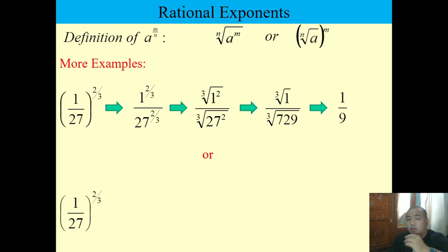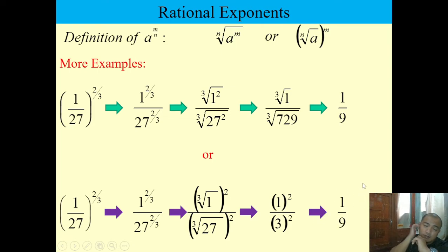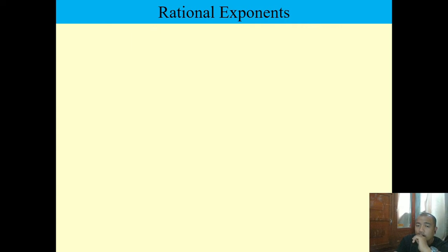Or 1 over 27 raised to 2/3 is 1 raised to 2/3 over 27 raised to 2/3. Or, continuing, the cube root of 1 quantity squared over the cube root of 27 quantity squared. What's the cube root of 1? 1, squared. What's the cube root of 27? 3, quantity squared. So 1 squared is 1, 3 squared is 9, so we obtain the same answer. So whichever method you use, it's the same answer we get.